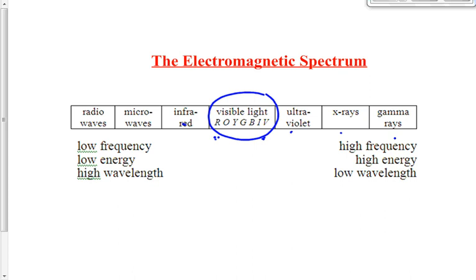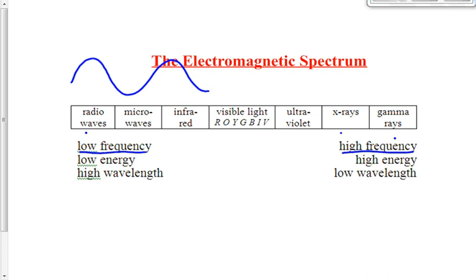Now, how are we ranking these? We start off with radio waves and end off with gamma rays in terms of frequency. Radio waves have the lowest frequency. Gamma rays have the highest frequency. Frequency is how many waves per second that we have. So a radio wave that has a low frequency will have the waves spread apart, not many waves per second. Whereas a gamma ray that has a higher frequency will have the waves kind of scrunched together, right? More waves per second.